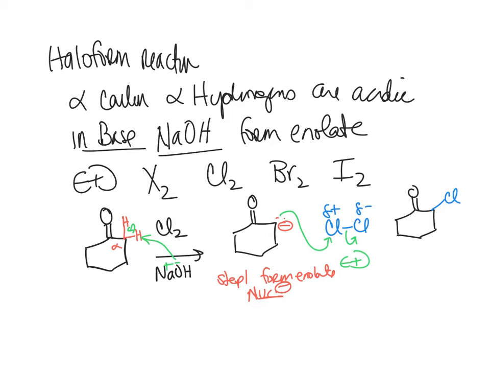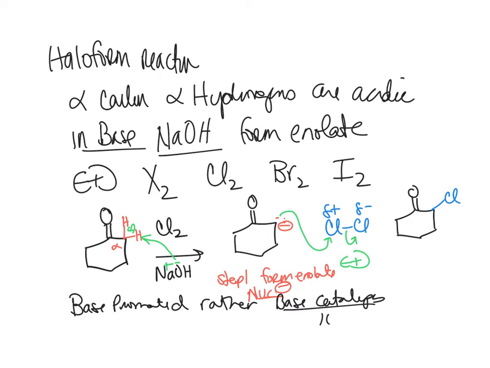Now, this is base promoted rather than base catalyzed. So what does that mean? Catalyst means you can put probably 10% equivalence. So for every 1 mole of ketone, you can do 0.01 mole of base. But that's if it's catalyzed. If it's base promoted, for every 1 mole of ketone, you have to have one equivalent, 1 mole, equal molar of base. Okay?